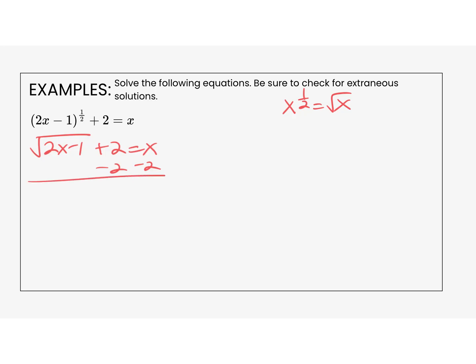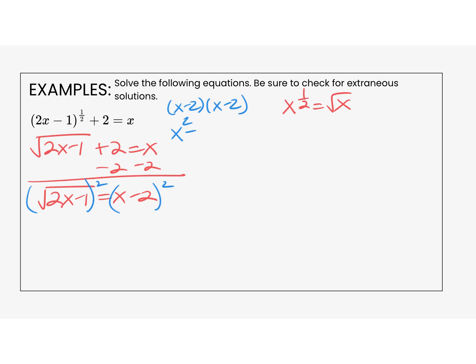So we're going to subtract 2 from both sides. So I get the square root of 2x minus 1 equals x minus 2. Now again, when I square this, I have a binomial that I'm squaring. So I have to FOIL. I get x squared minus 2x, minus 4x plus 4. So I get 2x minus 1 equals x squared minus 4x plus 4.